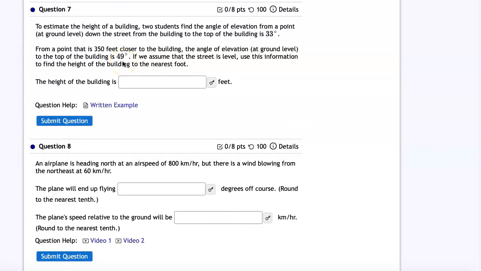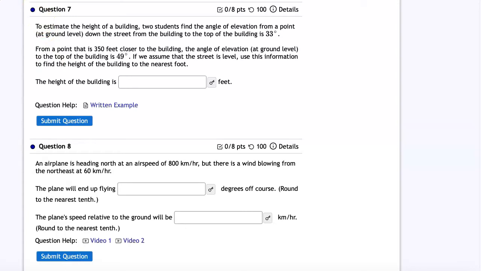First, either way, you have to have a good diagram. So let's go ahead and get the diagram set up. To estimate the height of a building, 2 students find the angle of elevation from a point at ground level down the street from the building to the top of the building. They find the first angle of elevation to be 33 degrees. Then, from a point 350 feet closer to the building, the angle of elevation has now increased to 49 degrees. If we assume that the street is level, as a good assumption, use this information to find the height of the building to the nearest foot.